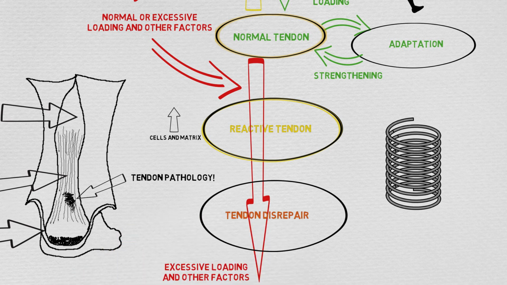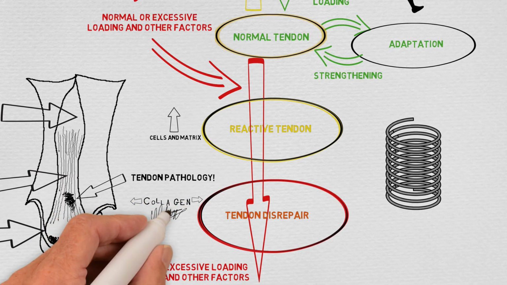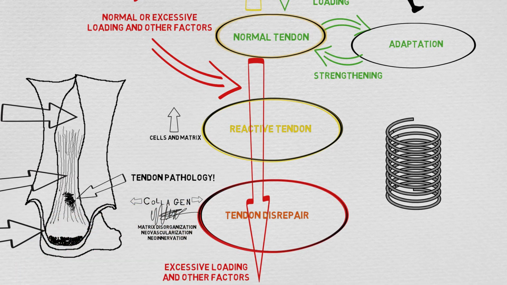Here the tendon continues to try and thicken to protect itself, but as this occurs we start to see separation of collagen fibers and disorganization of the cell matrix. We also see new blood vessels and nerves which may account for some of the ongoing pain.